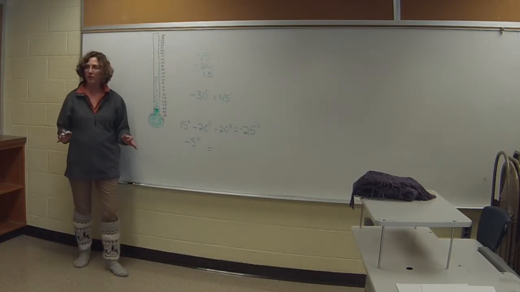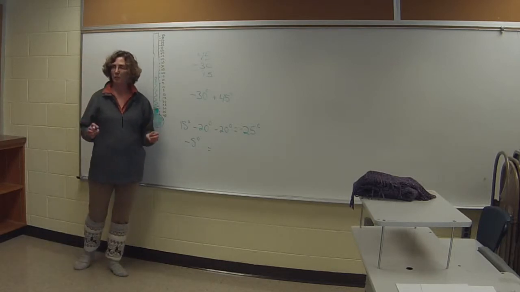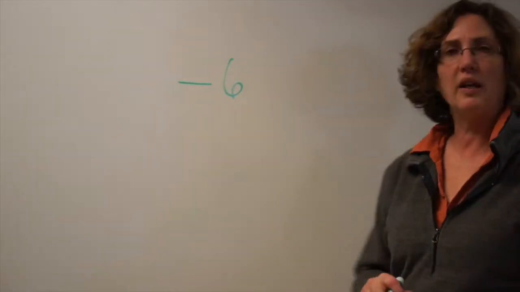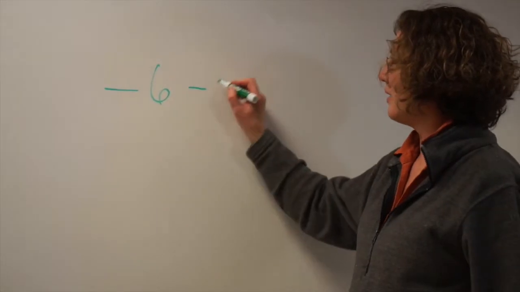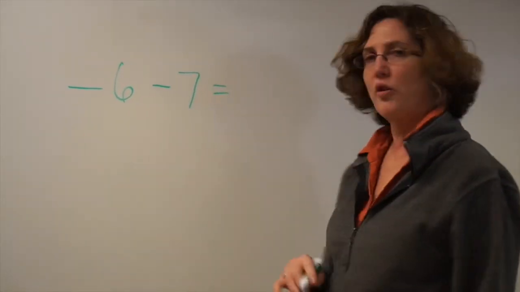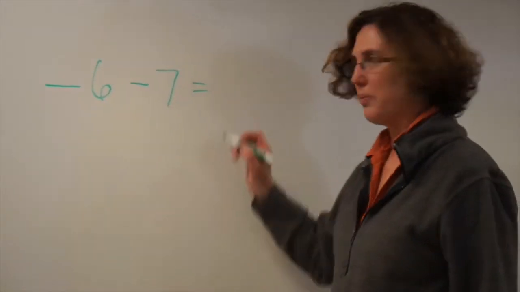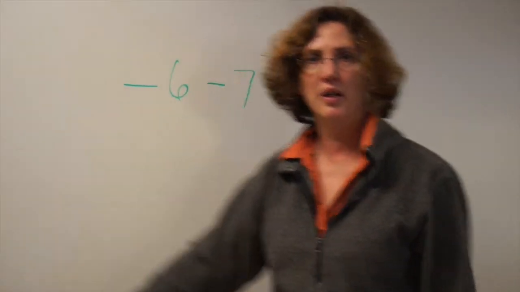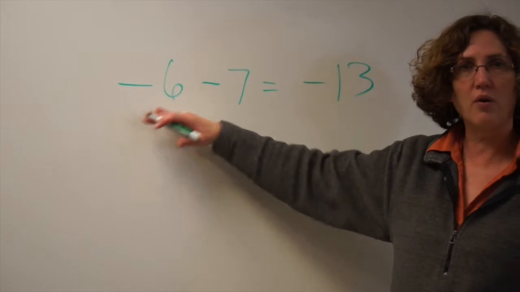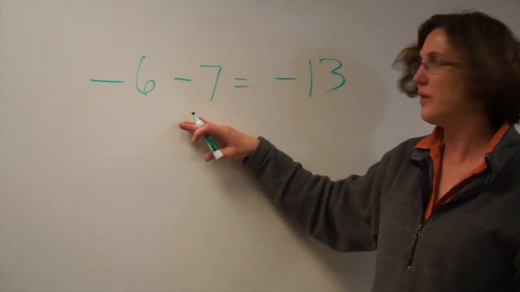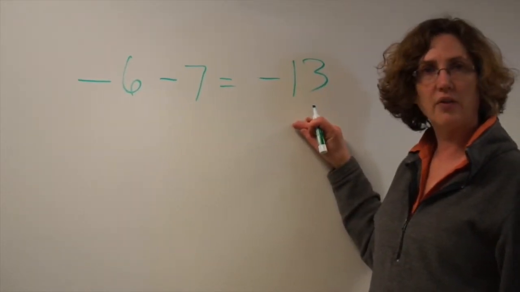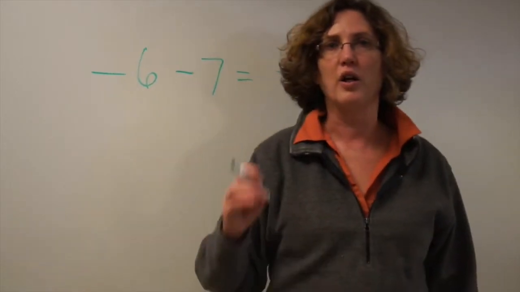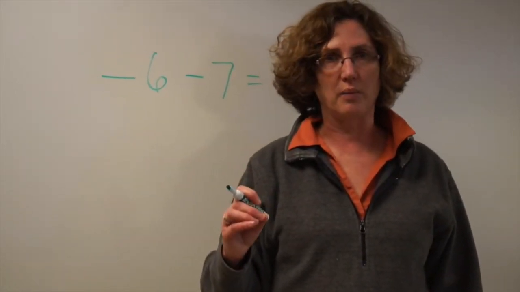So now let's convert this into a sign number problem. Let's say you have a negative 6 and a negative 7. Your answer will just be a negative 13, because think of the thermometer. You're already starting at 6 below, you go down another 7 degrees, you're going to be at a negative 13. That's how you subtract sign numbers.